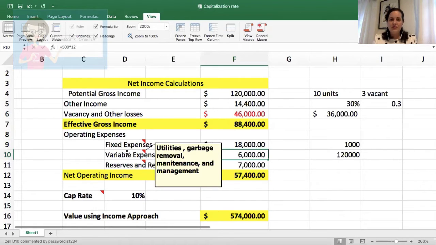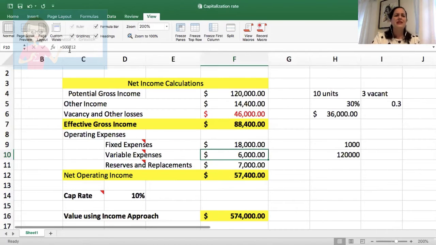Now, the variable expenses are going to be what? Utilities, garbage removal, maintenance, and management. Now, I put $500 a month. Remember, the utilities are not going to be the utilities of the whole building. Your utilities are going to be for the common areas, right? Like the water to do the grass, the water that you're going to be using for that little machine area with the washer and the dryer. Basically, maintenance. You might have to pay a property management company. So let's actually increase this to $1,000.